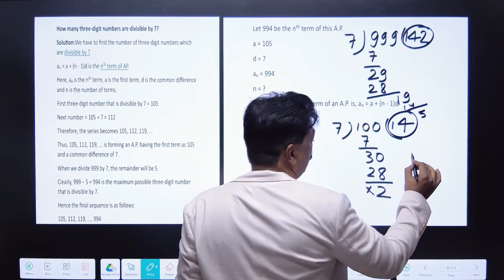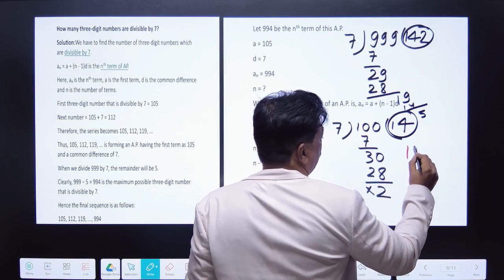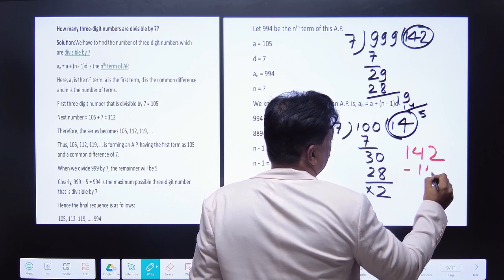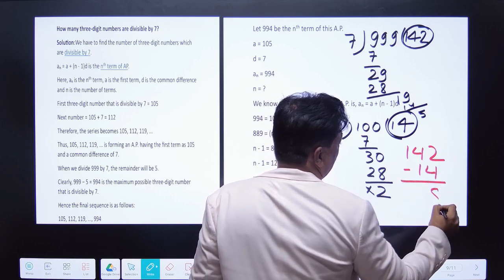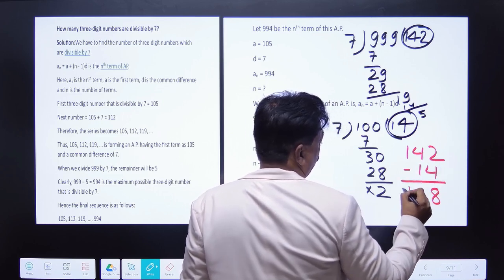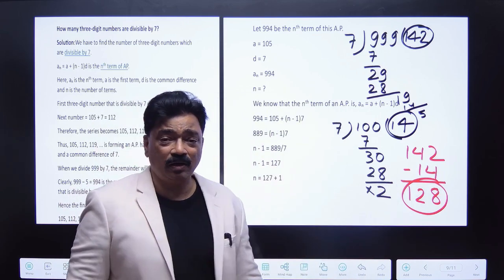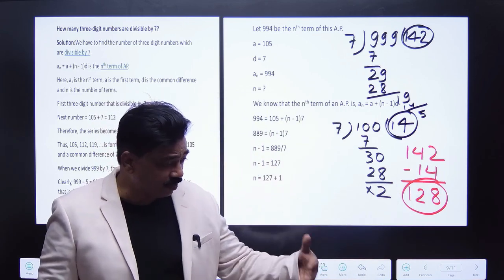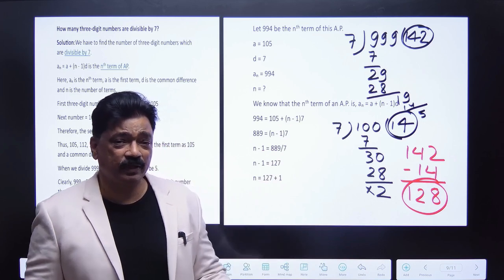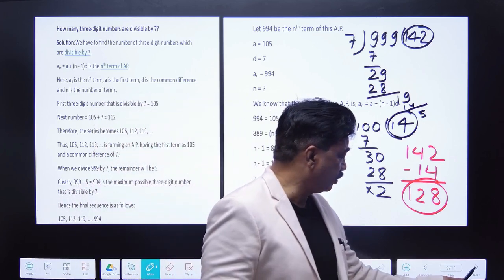In between, how many numbers are there? So 142 minus 14. So this is 128. So this whole process you can do in an innovative way. I'll further proceed to explain a few 10th questions or trigonometry questions.